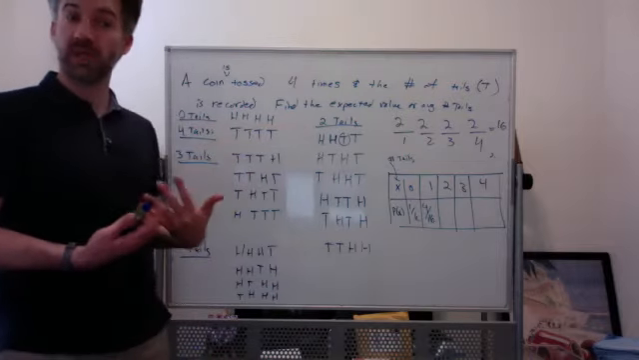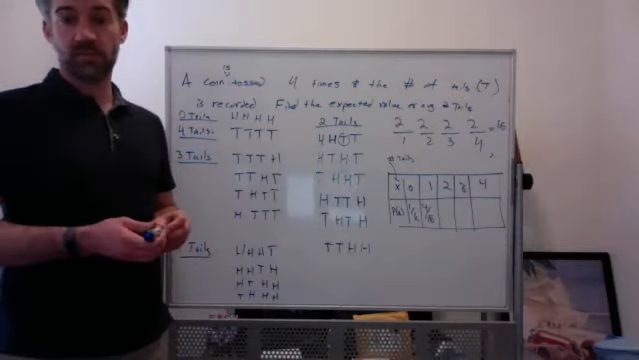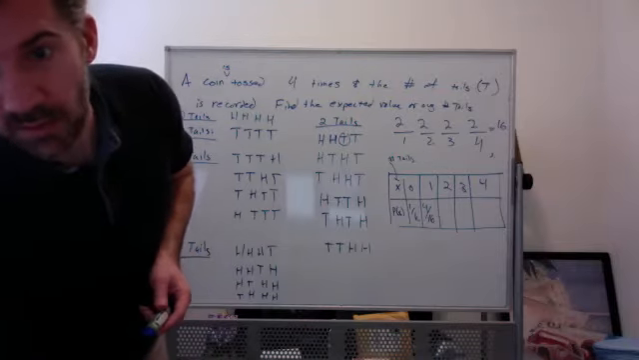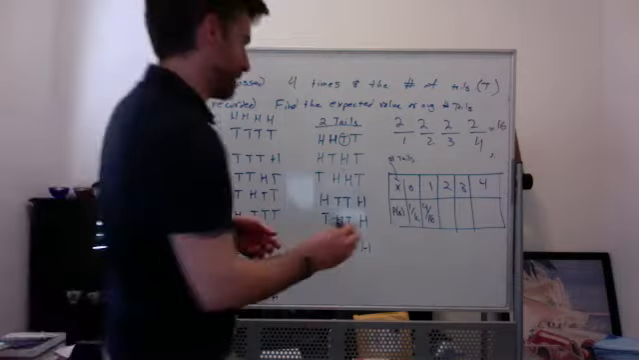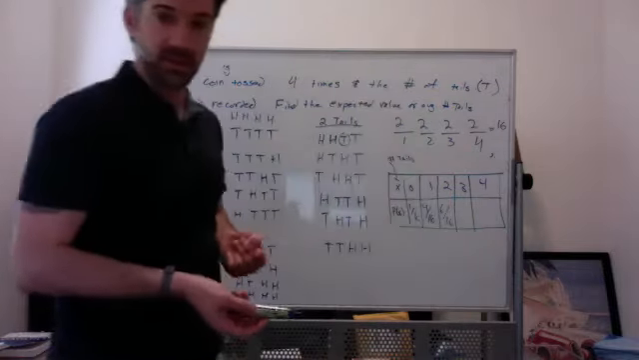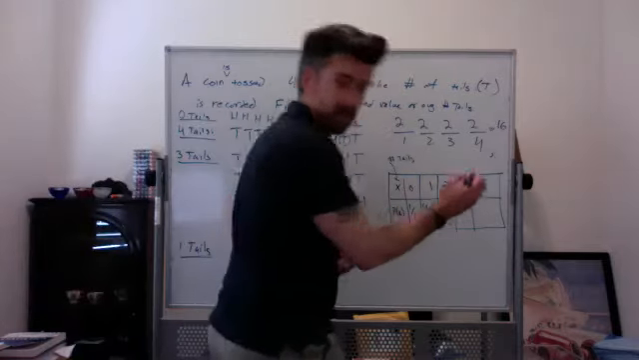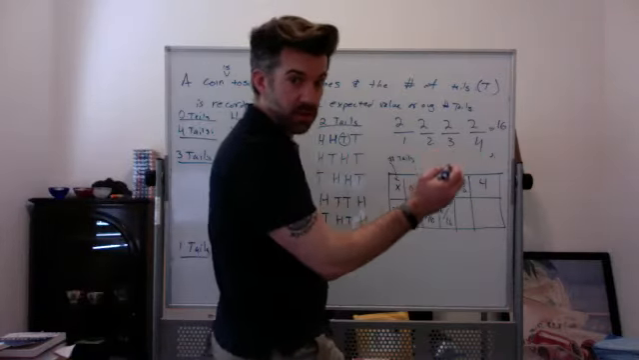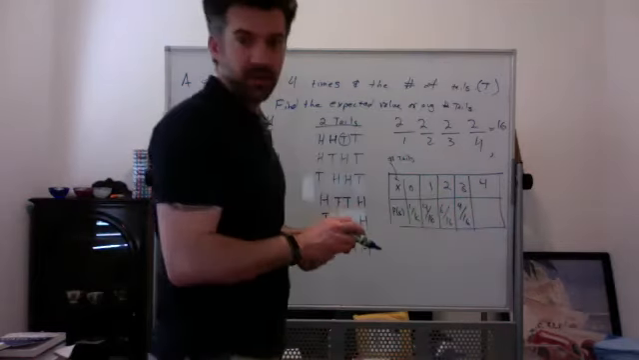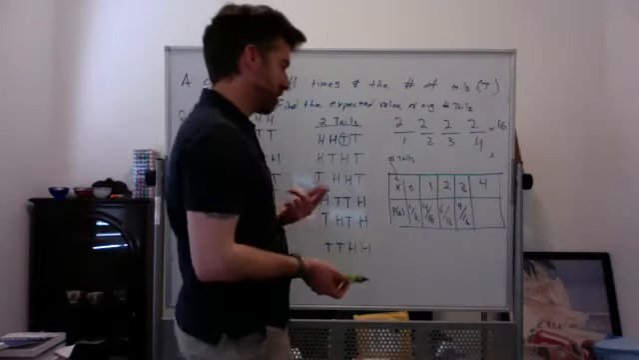And then let me ask you guys, how many ways can I get 2? What's the probability of flipping 2 tails? I know it's easy, but okay, yeah, 6/16. How about the probability of flipping 3 tails? Yeah, 4/16. And then finally, the last one is going to be 1/16.